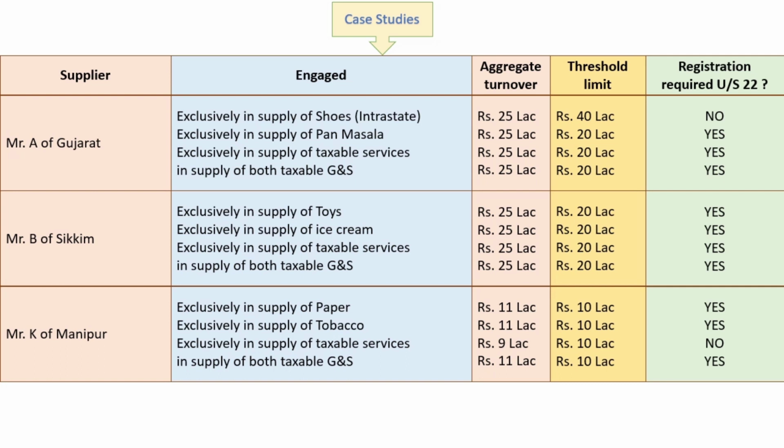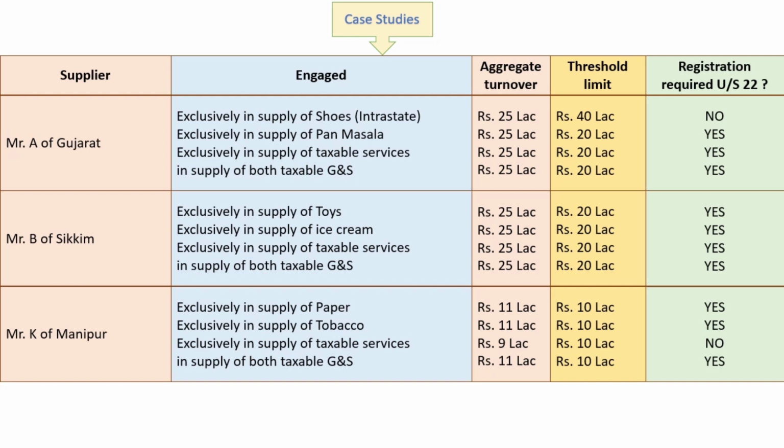Now next case study, Mr. K of Manipur. Manipur falls under code number 1 where applicable threshold limit is only 10 lakh. If person crosses that limit then only he is liable for registration under section 22. If he is under that limit then he is not liable for registration under section 22.